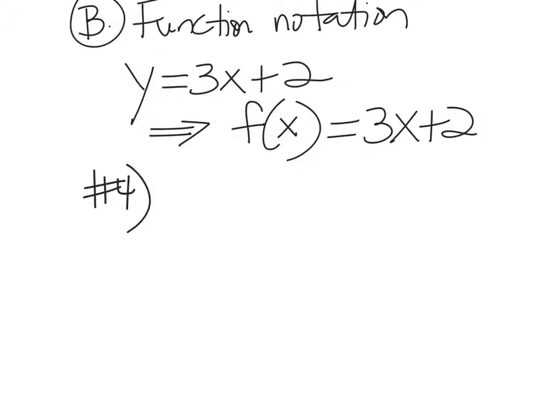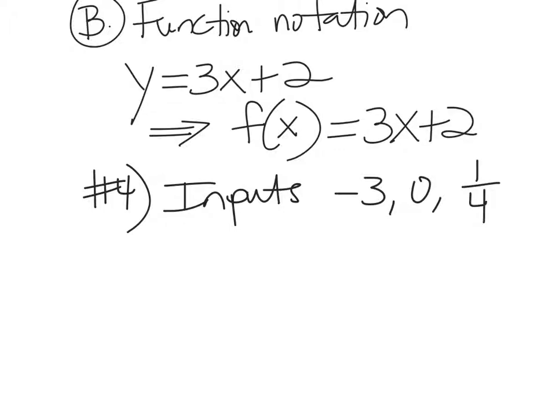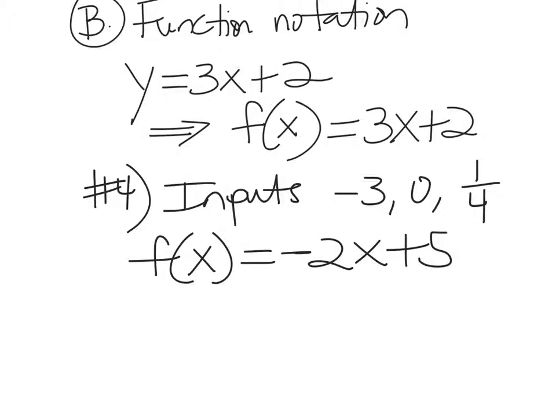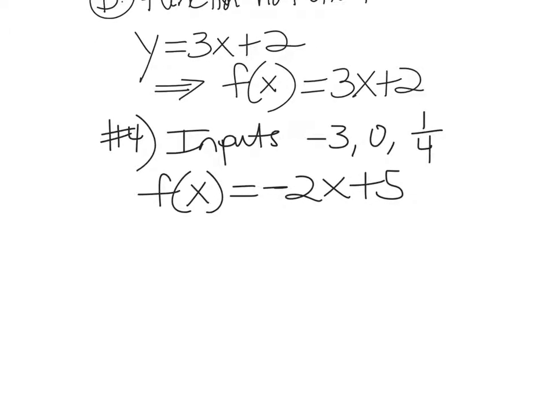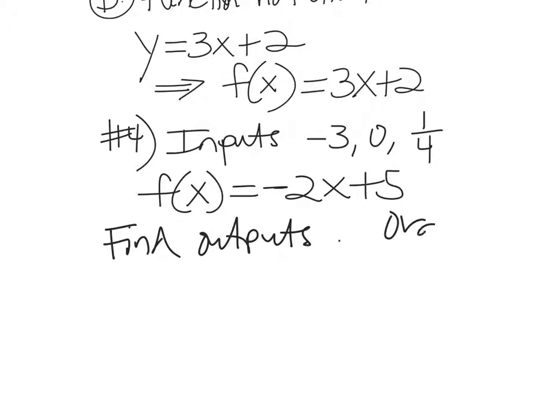Number 4. This is what we're going to do. We're given inputs, and our inputs are negative 3, 0, and 1/4. Our function is f of x equals negative 2x plus 5. Our job is to do two things. One, we're going to find the outputs for all of these different inputs. And then we're going to write them as ordered pairs. In other words, we're going to write them as their points, the points for the function.